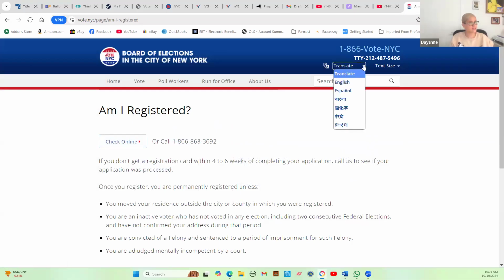where it says translate, you get to translate this page immediately. The whole page will change to the language of your choice. Okay, so you can see that right here.